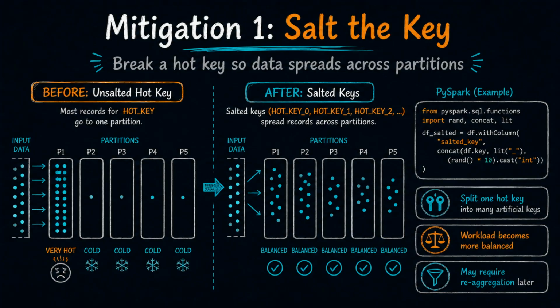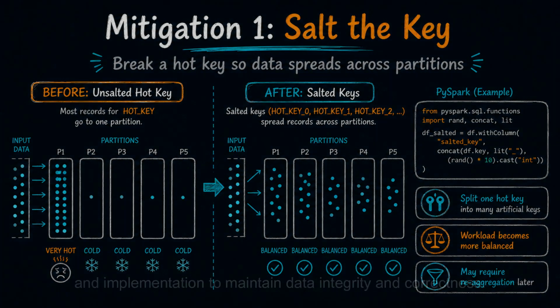However, salting introduces additional complexity into the data pipeline. After the initial aggregation step, it may be necessary to perform a second aggregation to merge the results back into the original key. This extra step ensures that the final output remains accurate and meaningful. While salting can lead to performance improvements, it's important to carefully manage the process to avoid errors. The added complexity requires careful planning and implementation to maintain data integrity and correctness.